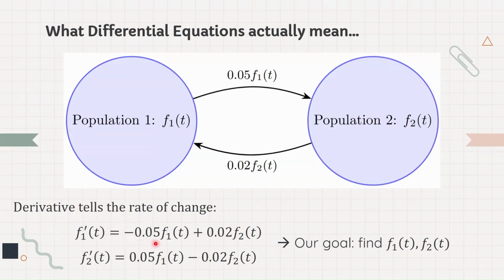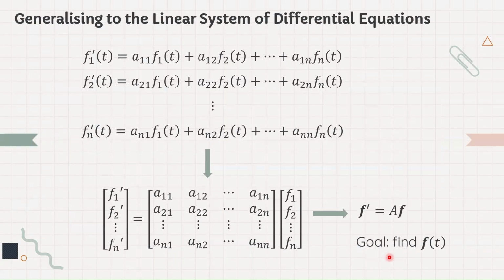Here, 5% of the population of city 1 is moving out from city 1 to city 2, and 2% of the population of city 2 is moving to city 1. The same applies for the derivative of f2. Our goal is to find f1 and f2, which are the functions of the populations of city 1 and city 2 respectively. We can generalize this to the linear system of differential equations.